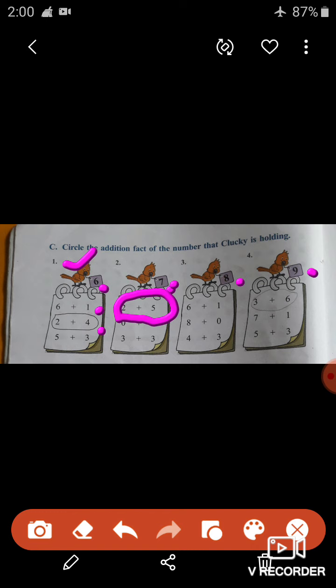The first one is 6 plus 1. So students, let's add 6 and 1. So when we add 6 and 1, we get the sum 7. And 7 is not an addition fact. 6 plus 1 equals 7 is not an addition fact of 8. Next, 8 plus 0. So students, when we add 8 plus 0, we get the sum 8. So 8 plus 0 is equal to 8 is the addition fact of 8. So here we have to circle this one. Okay.